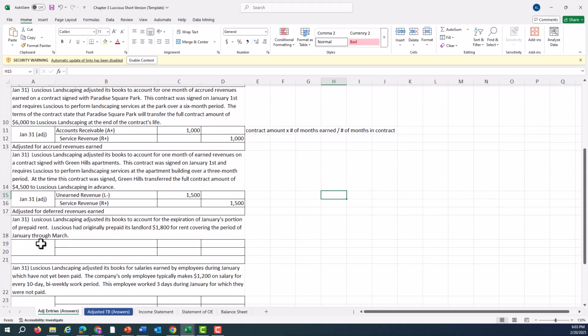Couple more adjusting entries left. The next one is happening also on January 31st. We're making another adjusting entry. This time we need to adjust our books for the expiration of an asset that we prepaid for in advance. So originally we went to our landlord and said, hey, how about you give us a discount on our rent if we agree to pay a whole bunch of periods in advance? And our landlord said, yes. Give me $1,800 for rent and it'll cover you for the periods of January through March. Well, now January has passed, which means some of that rent that we had helped us earn revenues, and since we record expenses in the same period that they help us generate revenues, we need a debit to rent expense.